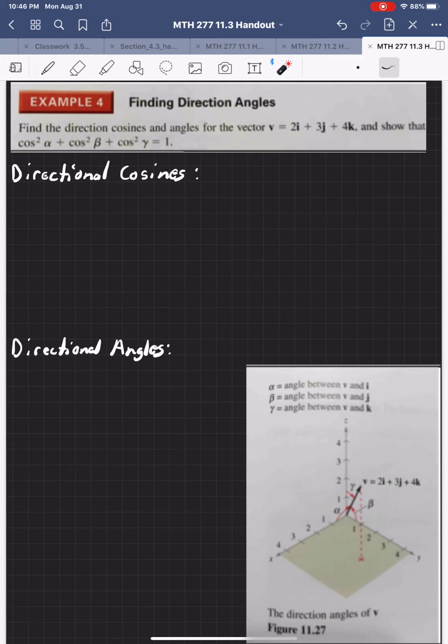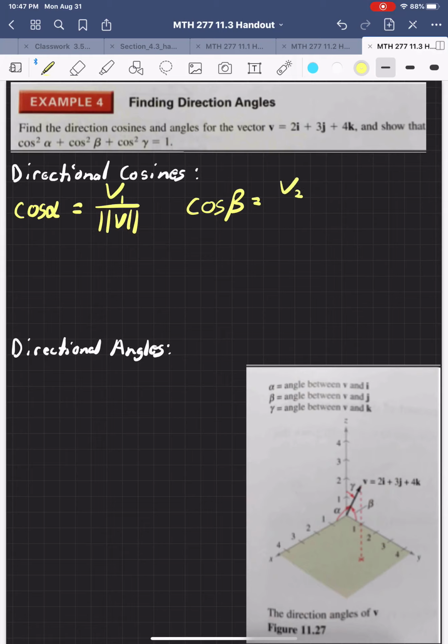So I'm going to go ahead and write my directional cosines out. Cosine of alpha is equal to v sub 1 over magnitude of v. Cosine of beta is equal to v sub 2 over magnitude of v. And finally, cosine of gamma is equal to v sub 3 over magnitude of v.